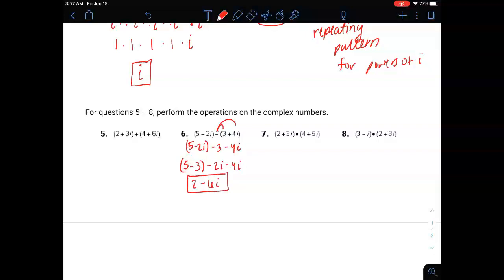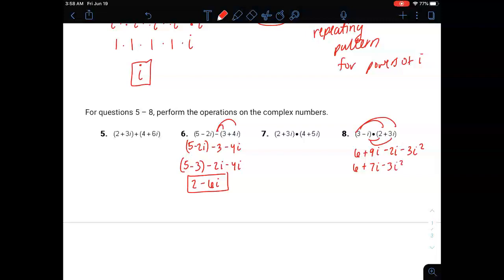Now for 8 here, okay, 7 and 8 are identical. So you're going to FOIL, or I'm going to FOIL. So 3 times 2 gives me 6. 3 times 3i gives me 9i. Negative i times 2 gives me minus 2i. And then finally, negative i times 3i gives me minus 3i squared. So now, when I combine my like terms, 6 plus 7i minus 3i squared.